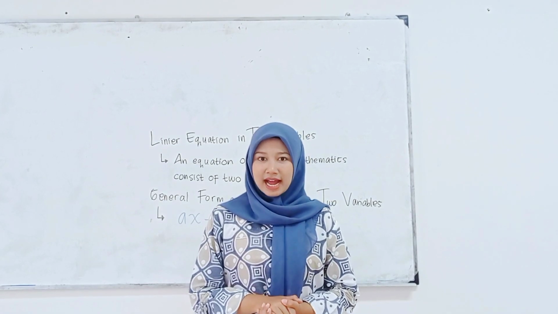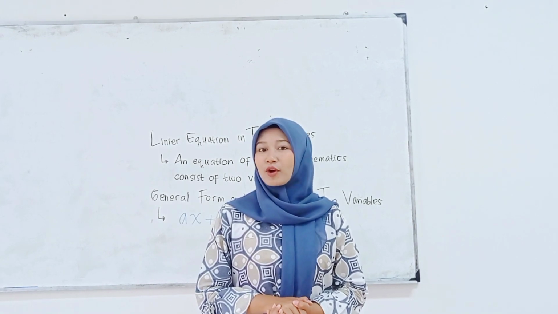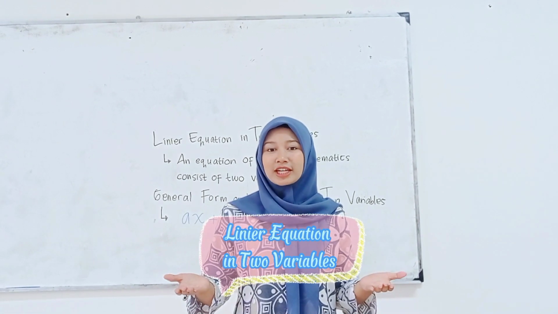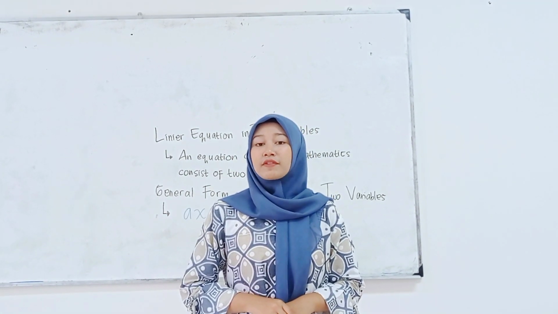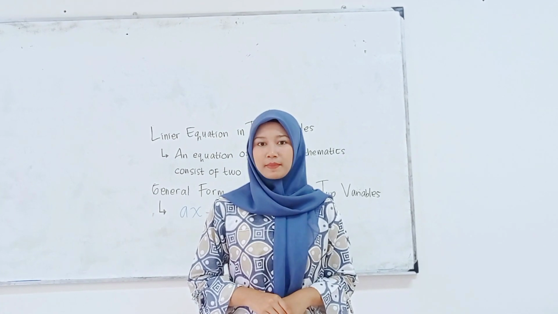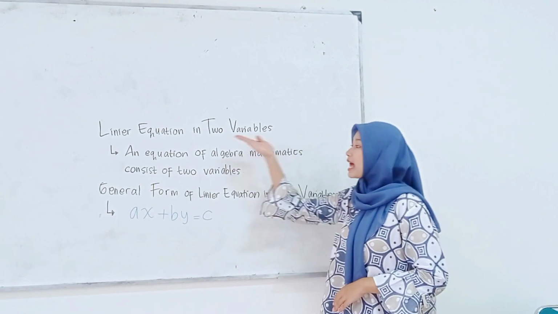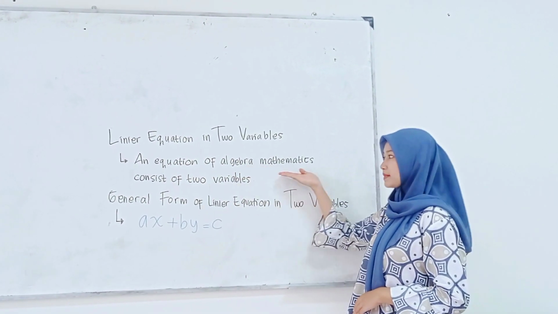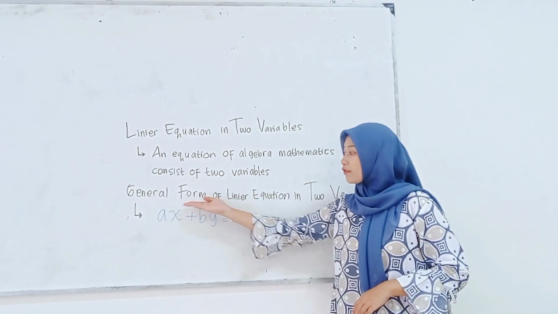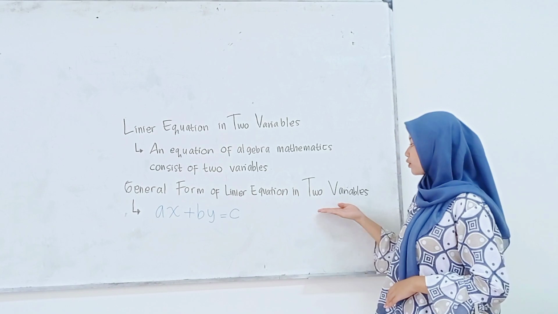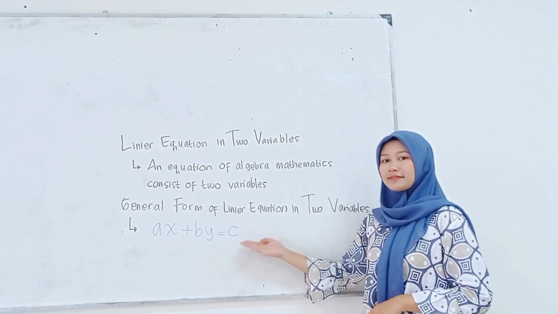Okay, to save our time, let's go to discuss our material. I'm going to share with you about linear equation in two variables. First, we start from the definition of linear equation in two variables. Linear equation in two variables is an equation of algebra mathematics consisting of two variables. The general form of linear equation in two variables is ax plus by equals c.